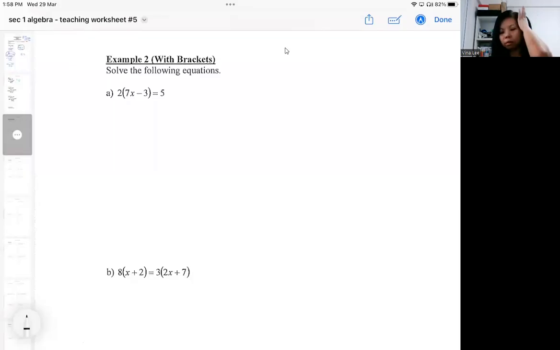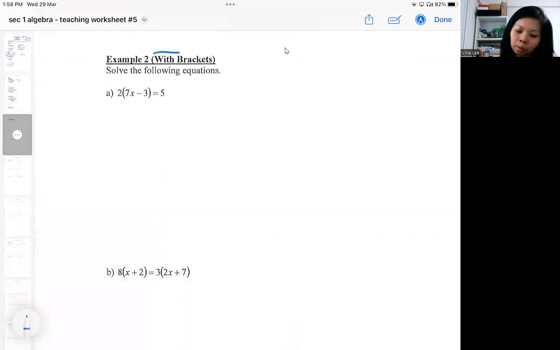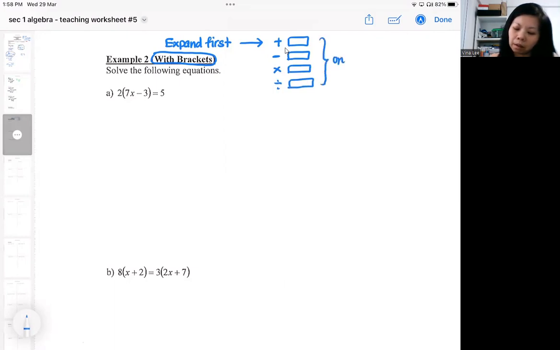If the equation that you would like to solve, that means the x that you would like to find, is hidden in a bracket, okay, that's quite possible. So if it's hidden in a bracket, then you've got to get rid of the bracket first. You've got to expand first, then add something on both sides, subtract something on both sides, multiply something on both sides, divide something on both sides, in order to get your 1x.